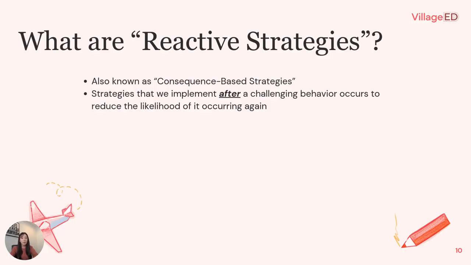So something important to also keep in mind is that we need to figure out the function. Remember the 4 functions that we discussed? We need to know the function or purpose so that we apply the appropriate or effective strategies. We want to manage it appropriately.